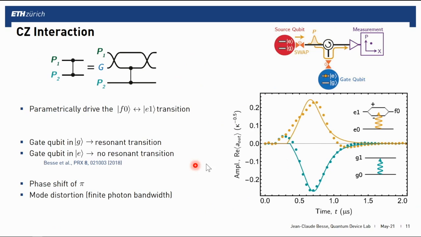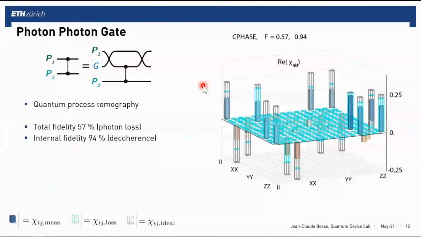And so the pi phase shift between the two, with an additional itinerant mode distortion because of our finite bandwidth in our setup, means that I'm able to do a control Z interaction between an itinerant microwave photon and a transmon. So then I can run the circuit that is here on the top left and characterize the quantum process by tomography, measuring all the 36 possible input cardinal states. Here we find the result plotted on the right. We have an internal fidelity of 57% limited by photon loss, and an internal fidelity taking into account state preparation error of 94% onto the gate chip.